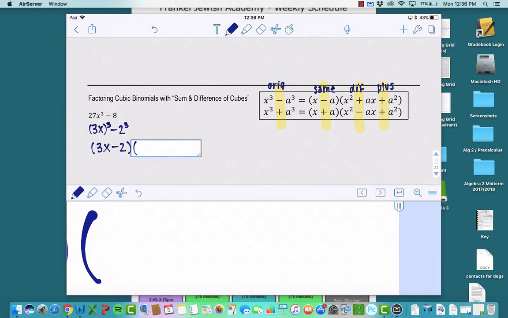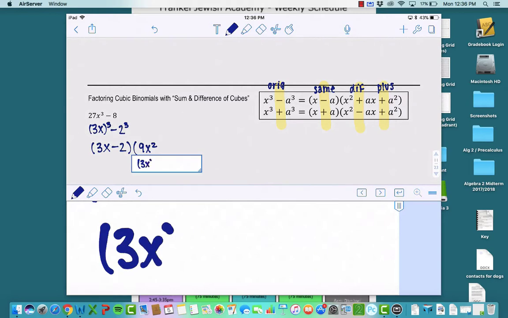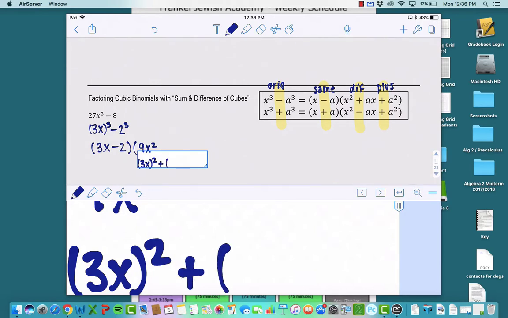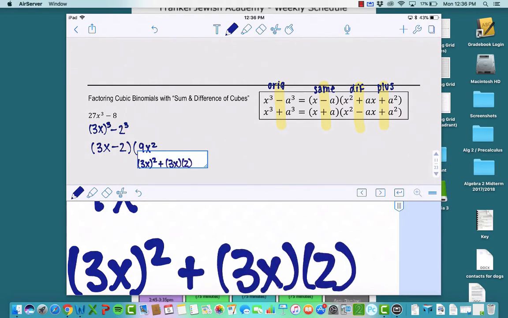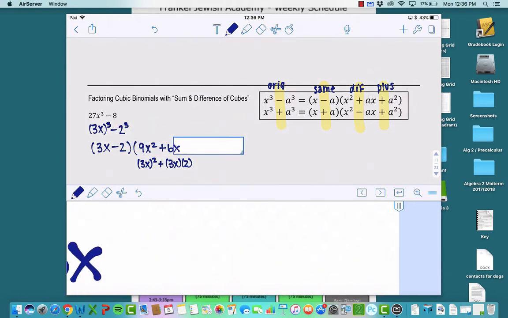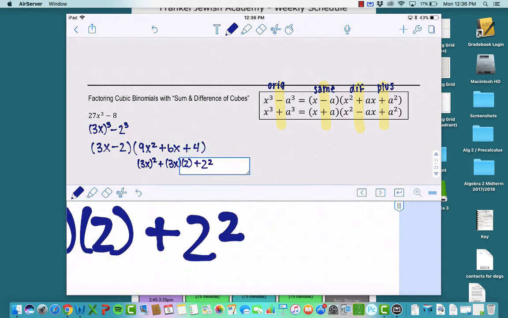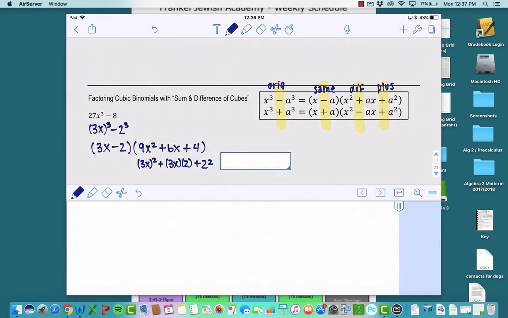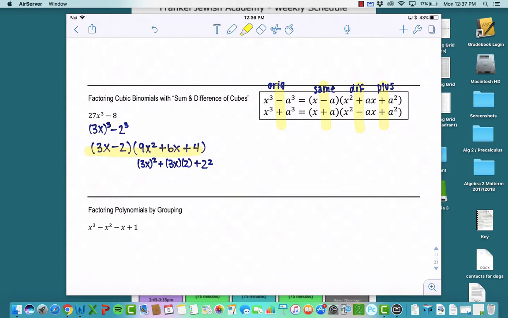I square what's in parentheses, so 3x squared is 9x squared. So again, I just did 3x squared. And then you do plus 3x times 2, which is 6x. And then 2 squared, which is 4. So again, it's always same sign, different sign, plus. So we did same sign in the first set of parentheses, different sign, plus. And that is our final answer. Again, just kind of another formula you have to know.